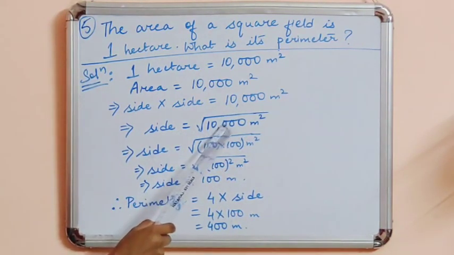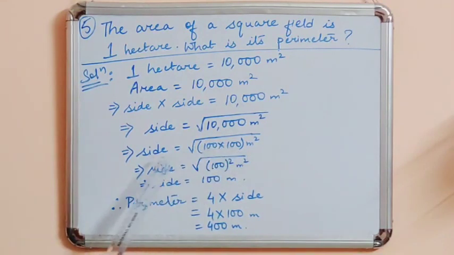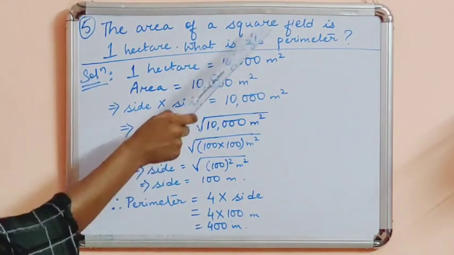Or we can write 10,000 as 100 into 100. So side is equal to square root over 100 into 100 meters square. And 100 into 100 makes 100 square. So side is equal to square root over 100 square meters square. And if we remove the square root and square from here, we will be getting 100 meter directly. So side is equal to 100 meters. So we got the length of the side of a square.